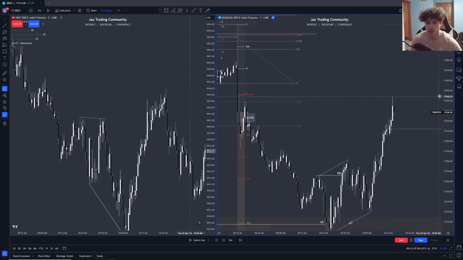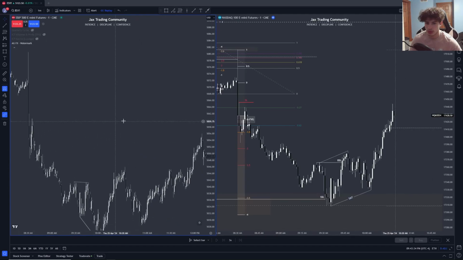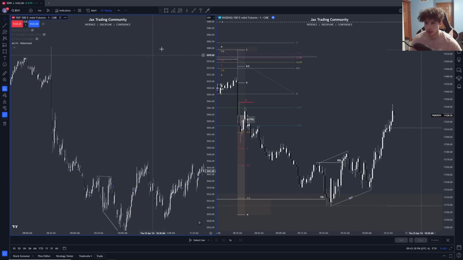So let's also look at this high. I remember looking at this high at the time too. So this to this, right here, we had a pretty big SMT that was slowing us down. So I'm going to draw this right here.